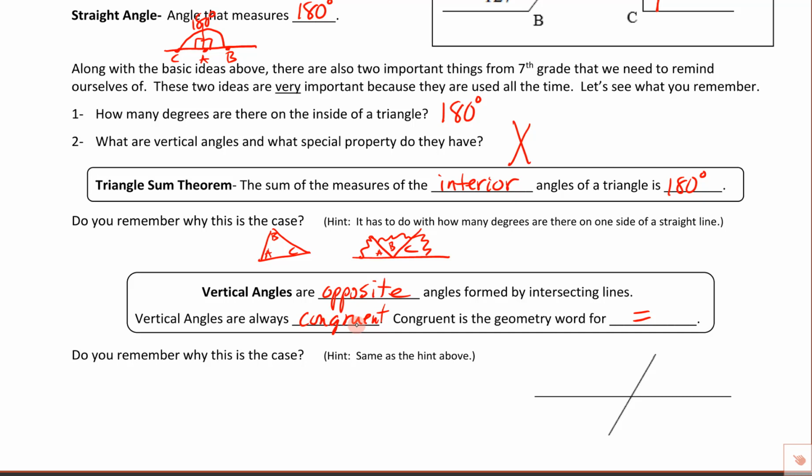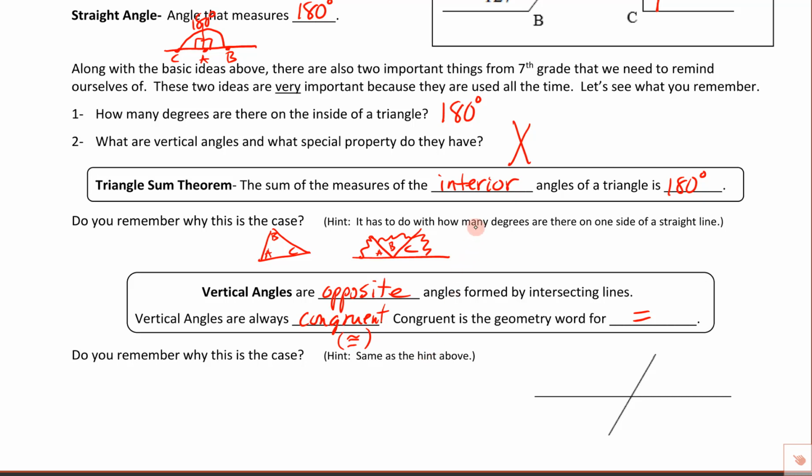If we say two things are congruent, what we mean is they're exactly the same size and shape, so they're exactly the same size angle and that sort of thing. Well, the symbol for congruent is an equal sign with a little squiggly on top of it. So I'm going to put that right there. And then a question here, do you remember why this is the case? The hint for this is the same as above.